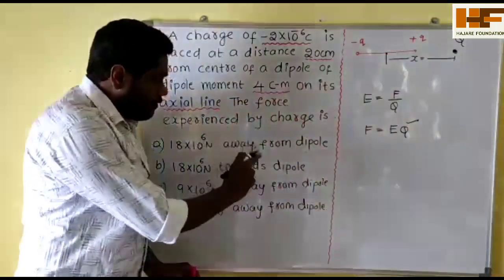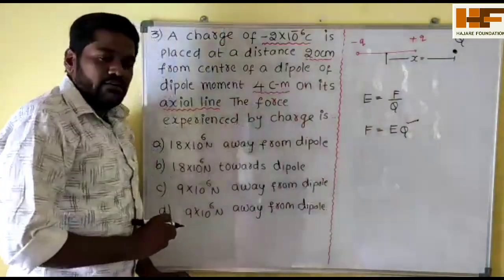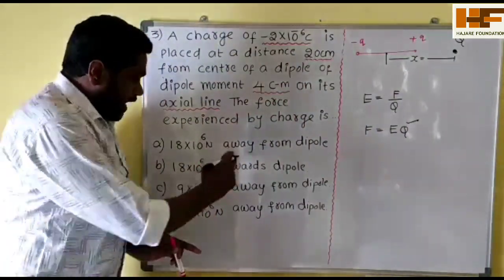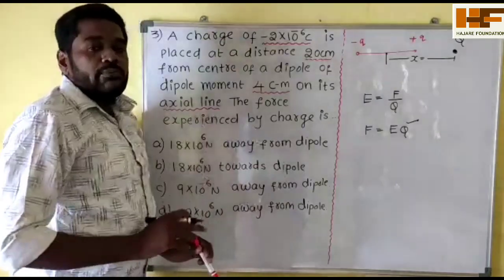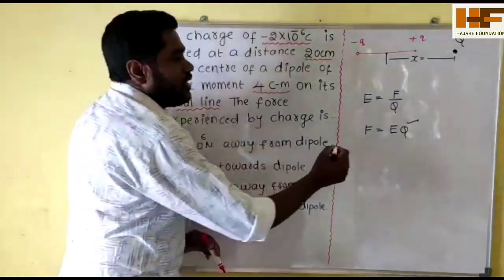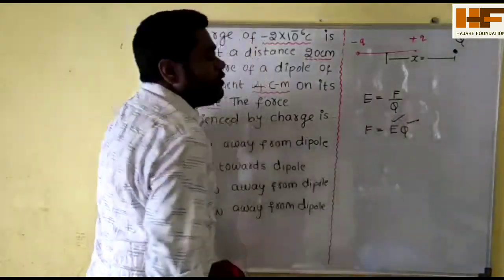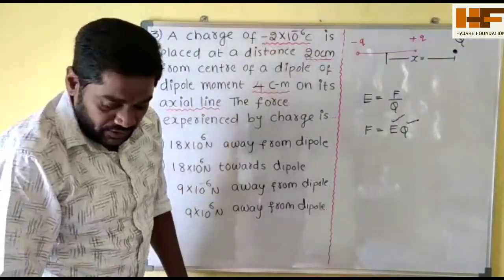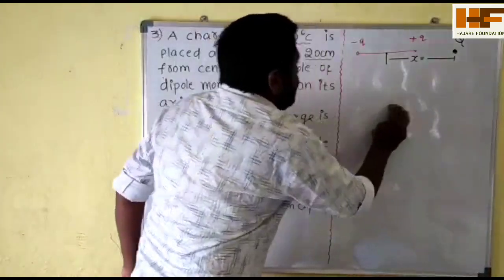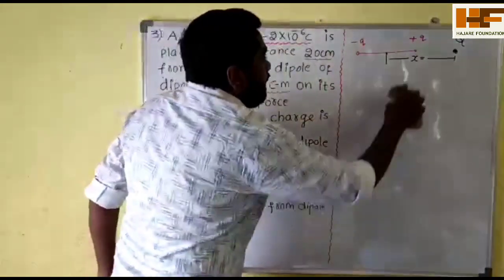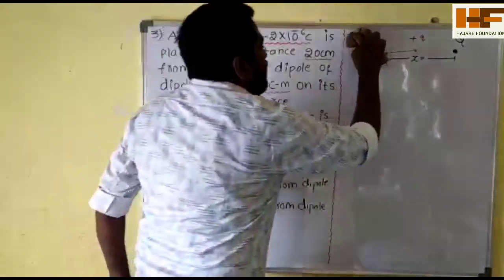But you observe these options. They have given the direction of the force experienced also. That's why this problem is completely different. First of all, our point is that we have to find out the electric field first of all. Now you see. So let's go. First of all, I am calculating the electric field at this point first.